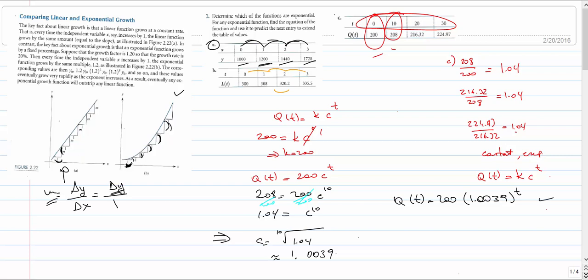I needed to find that because the question says find the equation of the function and use it to predict the next entry to extend the table of values. So the next one is every 10 x, so I want to predict x equals 40. So q of 40 is equal to 200 times 1.0039 to the power 40, which will give me an approximate value of 233.69.